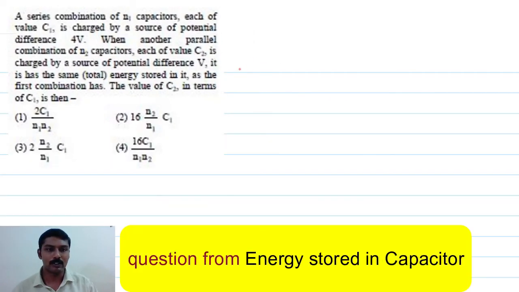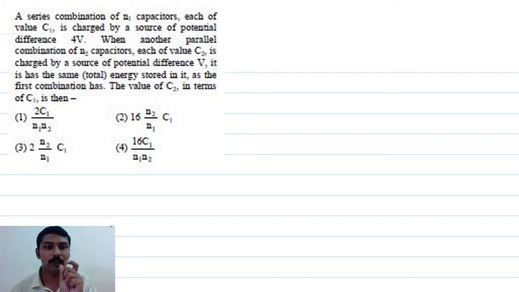Let's look at this question. A series combination of N1 capacitors, that means there are N1 capacitors each of value C1, so all the capacitors have the same capacitance C1, is charged by a source of potential difference 4V. That means the total potential applied is 4V. When another parallel combination of N2 capacitors, now this is not series, this is parallel, each of value C2, all having the same capacitance C2, is charged by a source of potential difference V, it has the same total energy stored in it as the first combination.